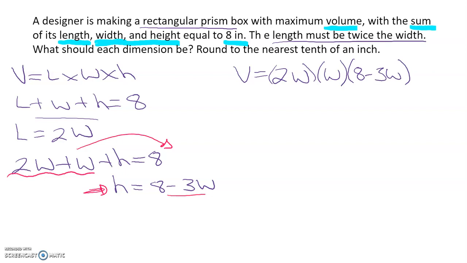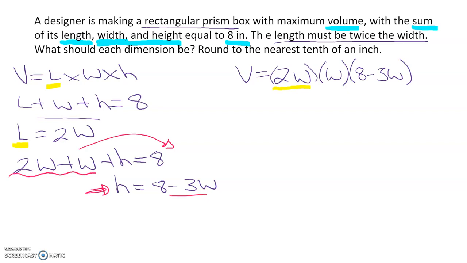Now I'll just reiterate where I got those values from. So 2w is my length, so that's up here. W hasn't changed, w just stays as w. And then 8 minus 3w is my h value, also in the equation.